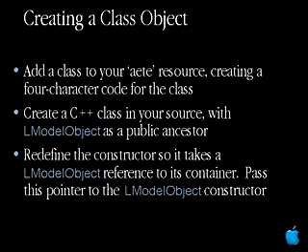Then you create the C++ class that has LModelObject as a public ancestor, and then you redefine the constructor on your WIDG object, on your widget object, so it takes an LModelObject reference to its container, and you pass that pointer to the LModelObject constructor, and when somebody says make new widget, your constructor gets called. And it just happens automatically. It's very nice. It's a very clean system.